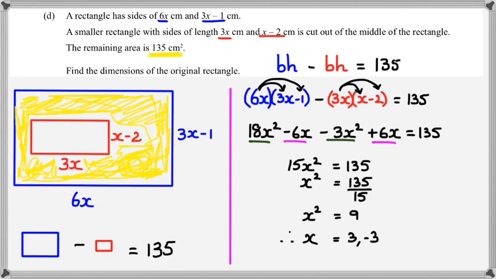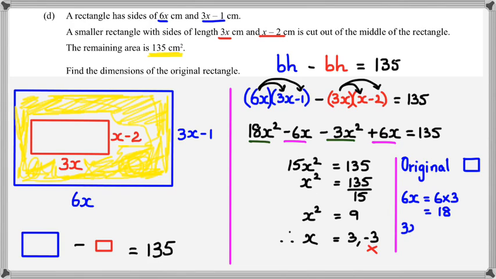Now, we can't actually use negative 3 as a measurement, because for example in the blue rectangle, you've got 6x, and 6 times negative 3 is negative 18. It's kind of difficult to have a measurement that's negative 18, so we don't use negative 3. We still need to answer the original question, which is the dimensions of the original blue rectangle. The base was 6x, so that's 6 times 3, which is 18. The height was 3x minus 1, which is 3 times 3 minus 1, which is 8. So we write down: base is 18 centimeters, and height is 8 centimeters for this original rectangle.